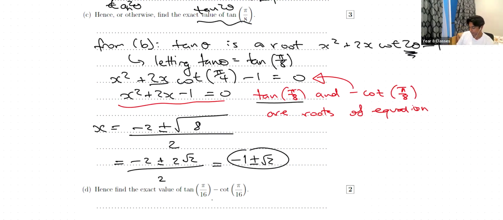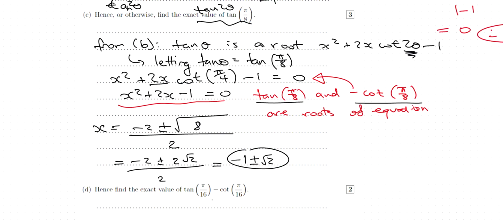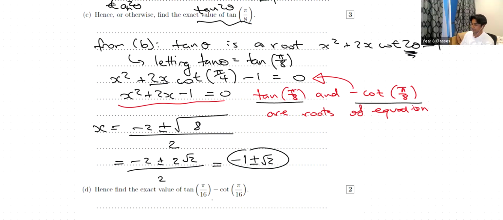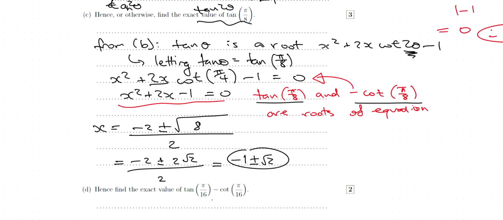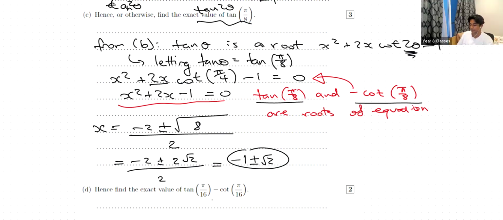How can we distinguish which one is which? Is the positive one tan pi on 8? It is. Why is that the positive one? Because tan pi on 8 is positive. But what's the reasoning? If tan is in the fourth quadrant, then tan pi on 8, if it was in the fourth quadrant, could be negative. So what's the reasoning for tan pi on 8 being positive?